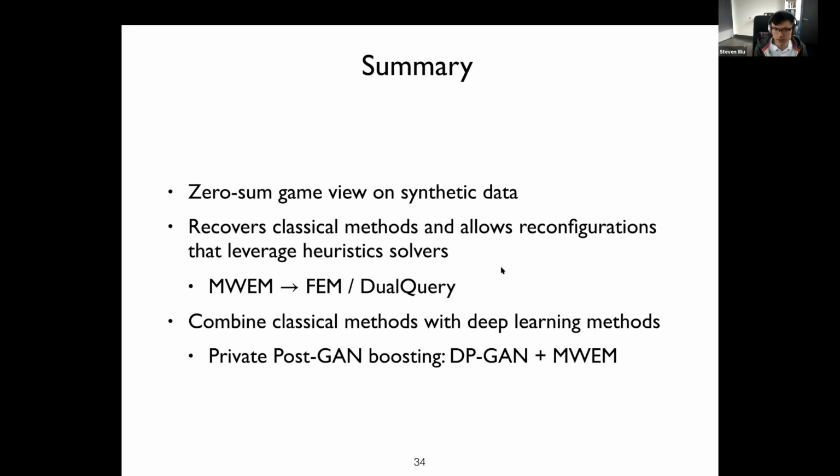In particular, the method we covered at the end, I can view as some sort of organic combination between the DP-GAN and MWEM. Both are taking this zero-sum-game-like view, so I feel it's quite natural to combine them together. So let me pause here.